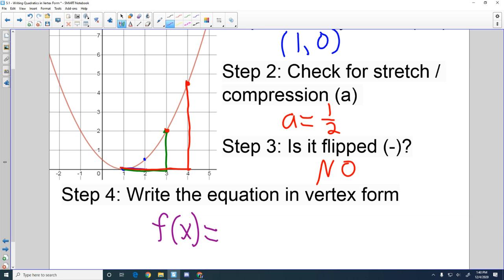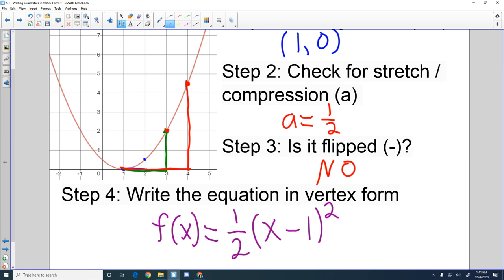f of x equals, do I put a negative sign here? No, because it's not flipped. How about A? Do I need to write A? Yes. What is A? 1/2. Parentheses, x minus 1, squared. That's it. We don't do anything else. Plus 0. If you add 0 to something, it doesn't change it, so don't even write the plus 0. That's it. 1/2 (x minus 1) squared.